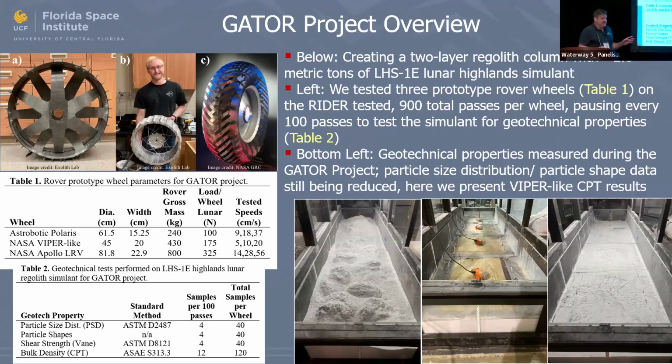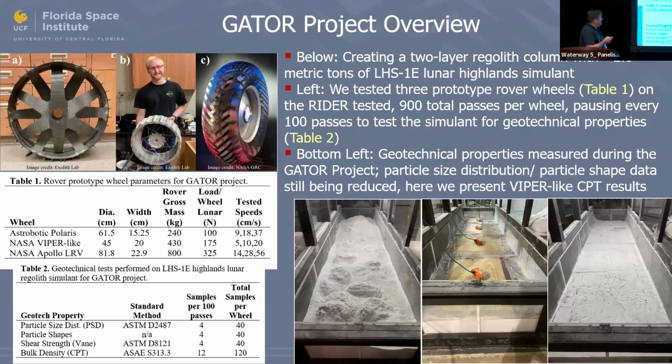With that, we tested 3 prototype lunar rover wheels in the bin, performing 900 passes each wheel, and pausing every 100 passes to test the geotechnical properties of the simulant and perform CPT measurements. By far the coolest is the Apollo LRV replica. This is one of 12 that exists in the world. We were lucky enough to get one on loan, so acknowledgments to the Glenn Research Center. But I'm going to show you results from the, not allowed to call it a Viper wheel, it's got a Viper-like wheel, the Resource Prospector heritage.